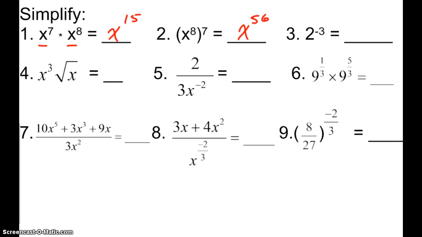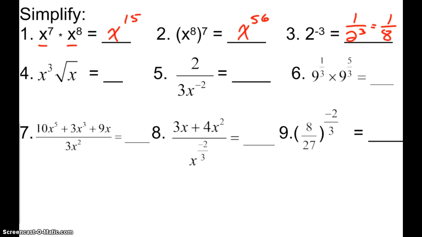Next we have 2 raised to the negative third power. Remember, negative exponents mean to write it as a fraction, so that would be 1 over 2 cubed. And we know that 2 cubed is 8, so that would be 1/8.